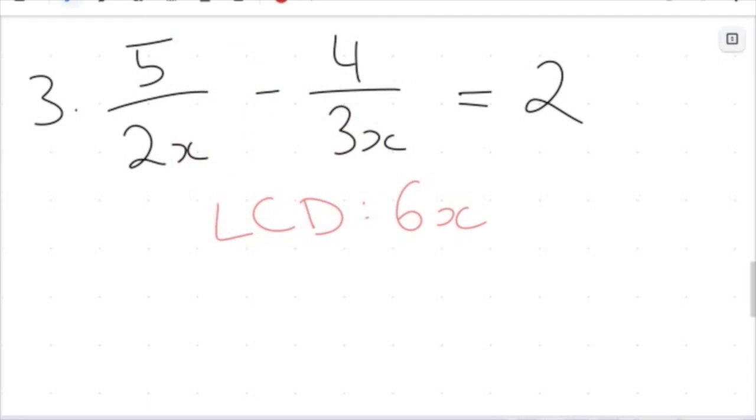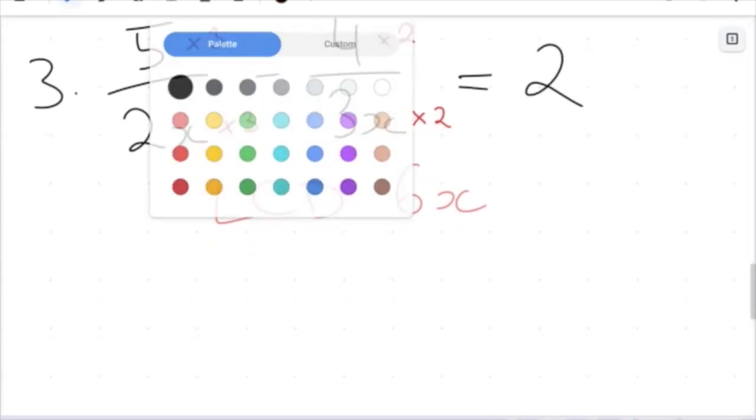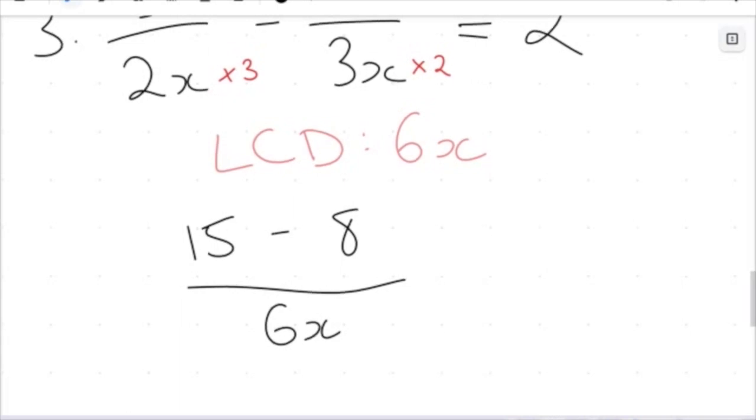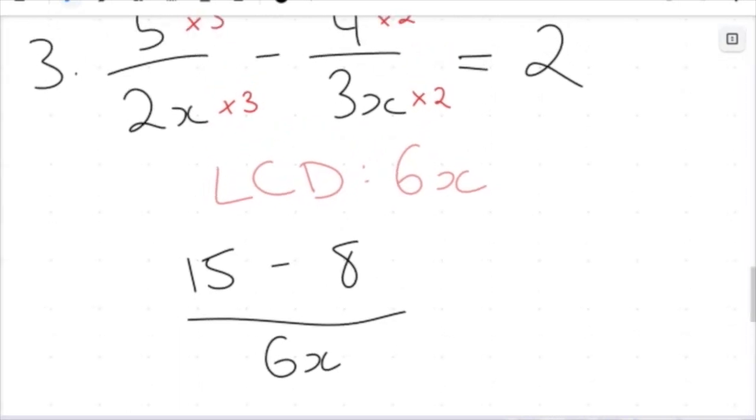So how can I get 2x to 6x? Well, I just want to take 3 lots of 2x. So I'm going to multiply by 3, top and bottom. And to get 3x to 6x, I'm multiplying top and bottom by 2. So now, I wind up with, on the numerator, 15 minus 8 on top of 6x. I've just consolidated these a little sooner, but I get 6x on the left fraction, 6x on the right-hand fraction. So because they're under the same denominator, I can make this into one fraction.